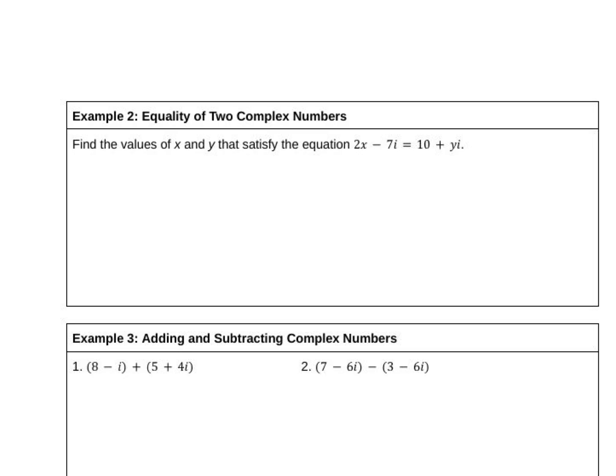So all that we have to do in this part is find the values of x and y that satisfy the equation. So all we're going to do is put the real parts together and then the imaginary parts together. That's it. So remember, a plus bi, this is the real part. This is the imaginary. So we have 2x minus 7i equals 10 plus yi. So we're going to set the real part equal to the real part, 2x equals 10. And then we're going to set the imaginary part equal to the imaginary part.